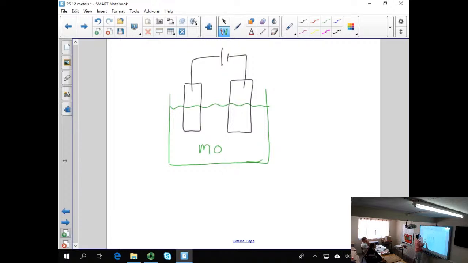I need a fairly large current. Positive pole, negative pole. So this electrode is positive and that electrode is negative. The name of a positive electrode is an anode. And the negative electrode is a cathode. All right.